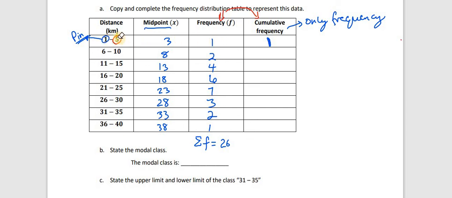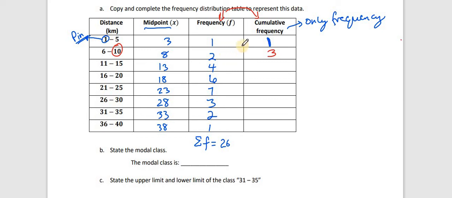What I'm going to do now is move this upper limit and change it to 10. So we're going from 1 to 10. How many persons do we have who travel a distance of 1 to 10 kilometers? 3 persons. Everybody understand that? How did we get 3 persons? I added the 1 and the 2.